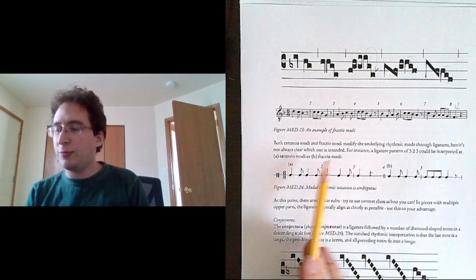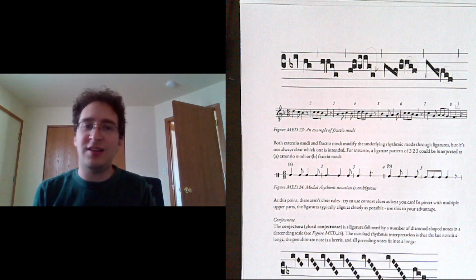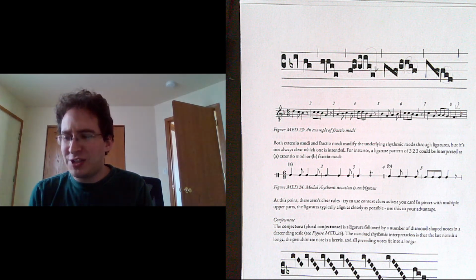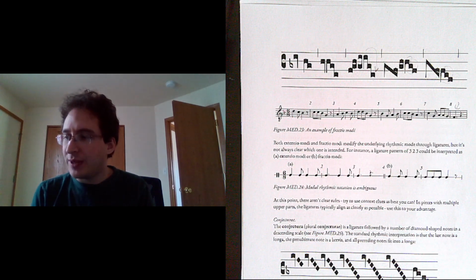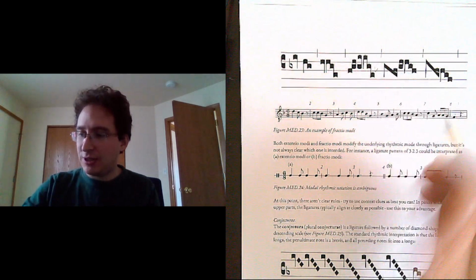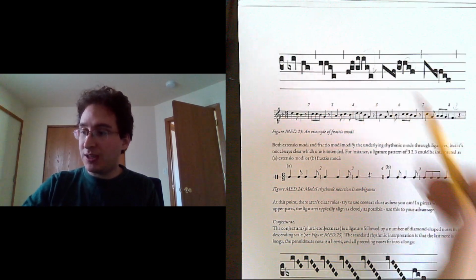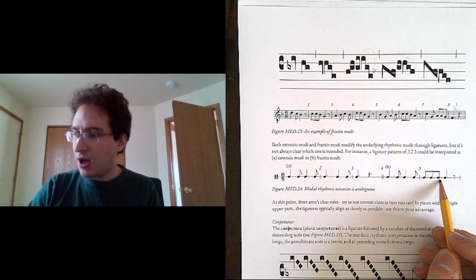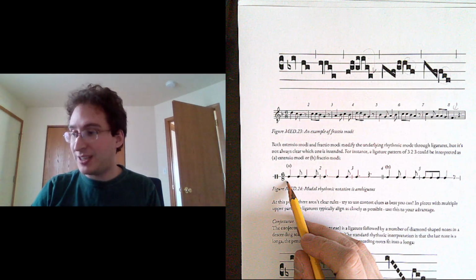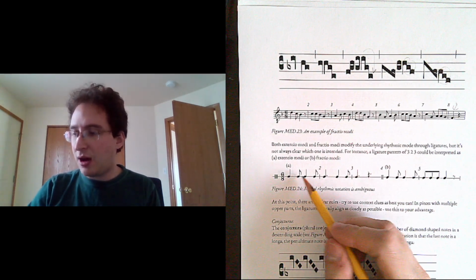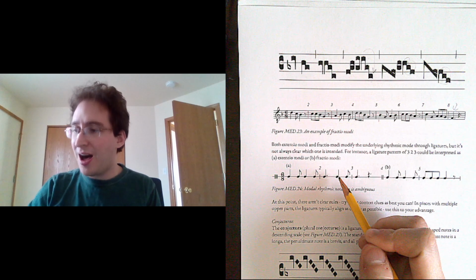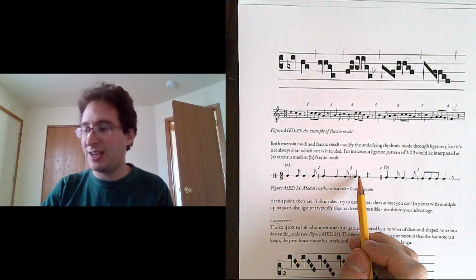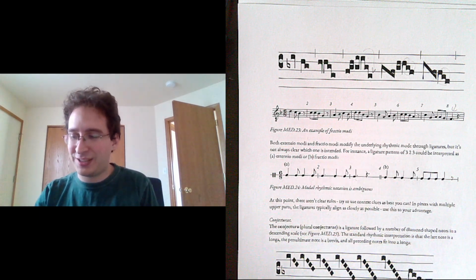So both extensio modi and fractio modi modify the number of notes that we'll see in a ligature, and it's not always clear which one is intended. If we have 3-2-3 like we do here, we've interpreted it as fractio modi. You could also interpret it as extensio modi. Both ways we're ending on the beat, but here we've ended one beat later than this one.